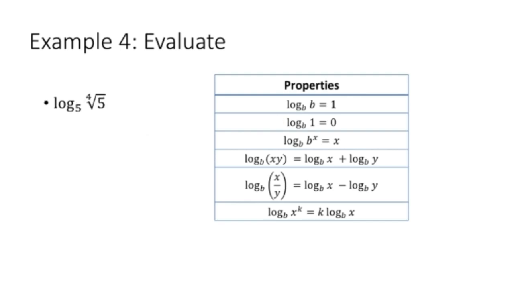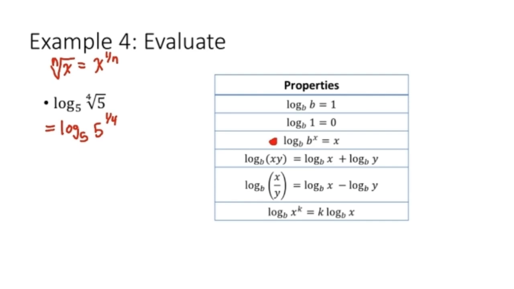Next, we're going to evaluate log base 5 of the nth root of 5. Recall from our discussion in example 3, whenever we take the nth root of a number, that equals that number raised to the 1 over n power. So the first thing I would do in this problem is rewrite that fourth root into an exponent. The fourth root of 5 equals 5 to the 1/4. Now I'm trying to evaluate log base 5 of 5 to the 1/4.